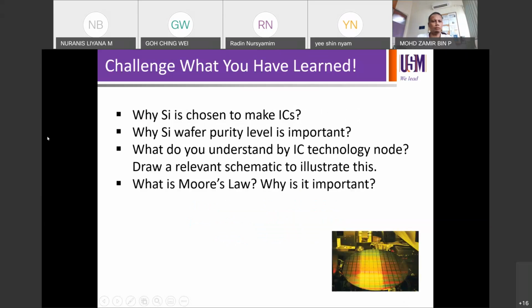Like usual, before we move on to our current topic, let's just discuss what we've learned yesterday. Why is silicon chosen to make ICs? Why silicon for IC fabrication? Let's just recap a few things. Any volunteers, or we go by names?